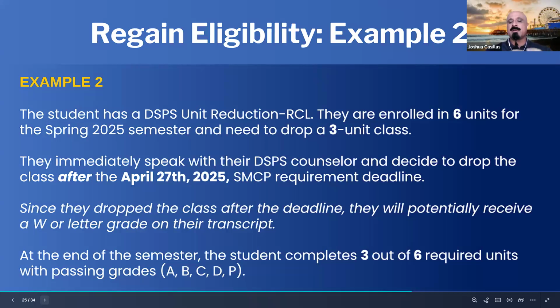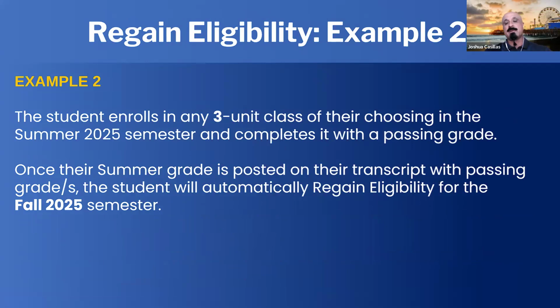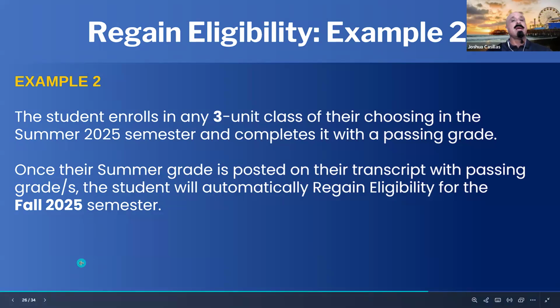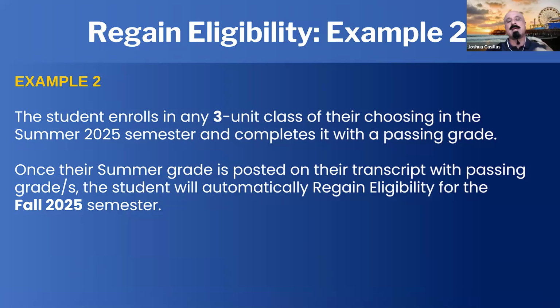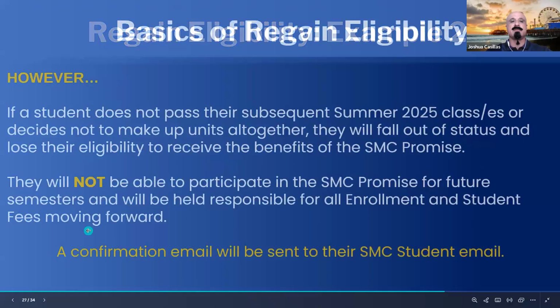At the end of the semester, the student completes 3 out of 6 units with passing grades. Okay, that's what we're looking at for this student. The student enrolls in any 3-unit class of their choosing in the summer 2025 semester and then completes it with a passing grade. Once their summer grade is posted on their transcript with a passing grade, the student would automatically regain eligibility for the future fall 2025 semester. And once again, when that transpires, you get that automatic email to your SMC email account saying, congratulations, you regained eligibility. That's what we're looking at for this student.